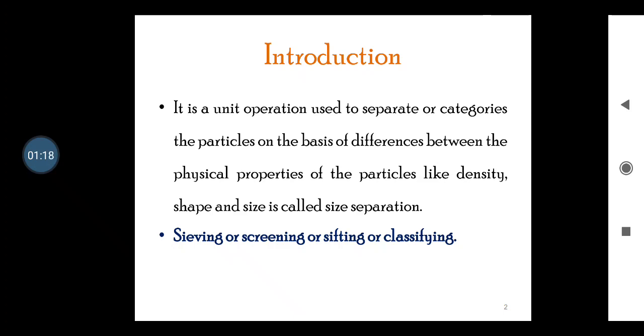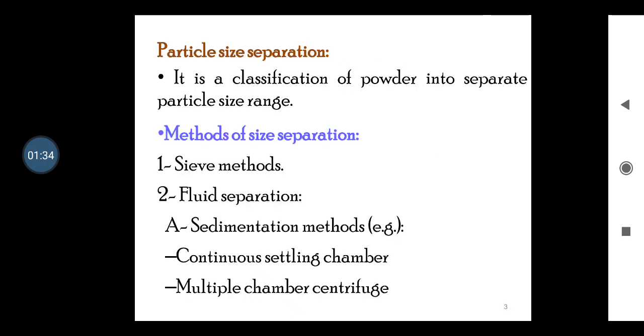Not to forget the definition of particle size distribution here. It is defined as the number of particles in each size range present in a given powder of specified weight. As far as the different methods of size separation are concerned, particle size separation is done with the different types of methods available.